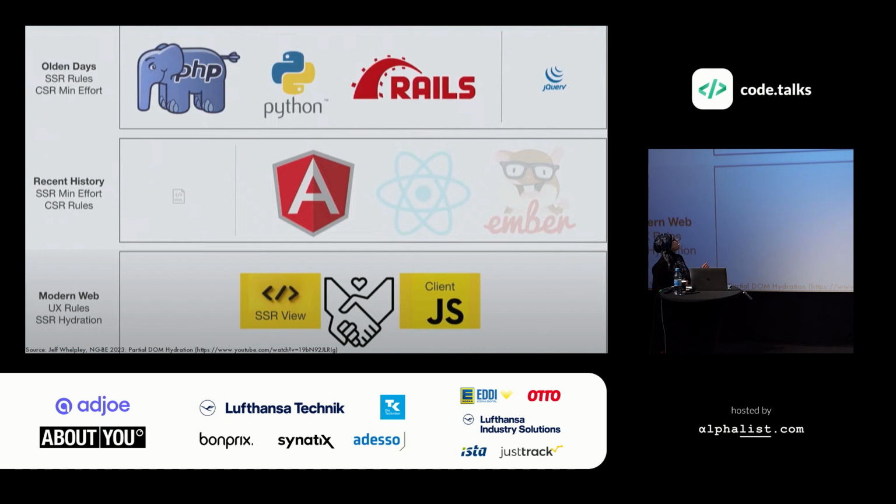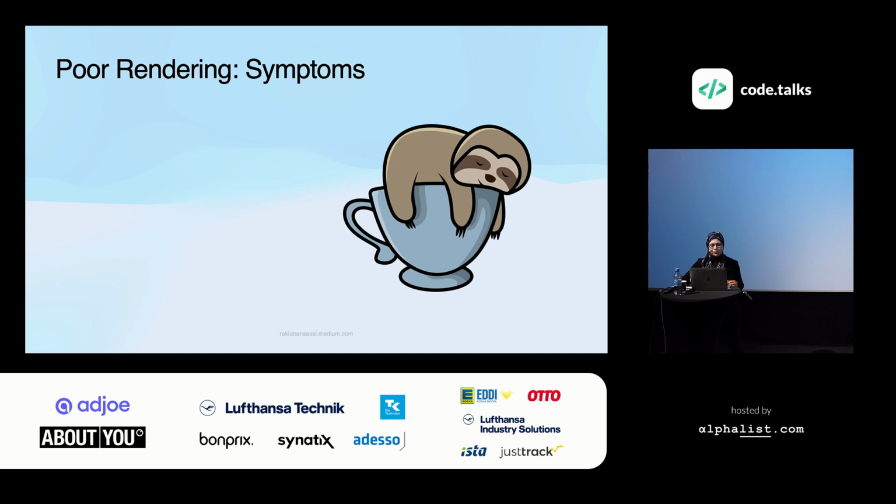On this picture, we can see that SSR, on the top, was almost the standard in the old days, used with languages or frameworks like PHP, JSP, and so on. Ten years later, with the trend toward single-page applications, the trend was CSR with frameworks like Angular, React, and Ember. And now there is a new trend to combine both approaches. As symptoms of poor rendering performance, you may notice long time to interactive, sluggish responsiveness, and layout shifts.